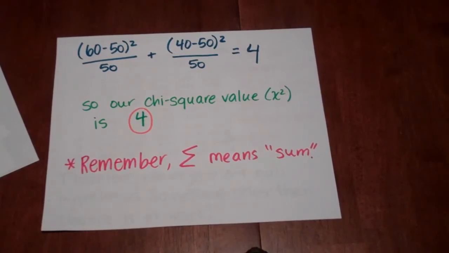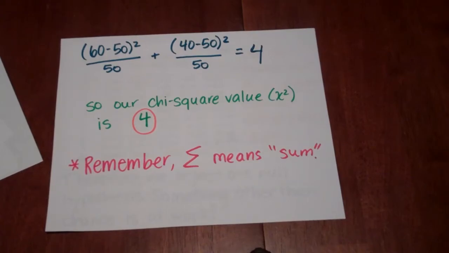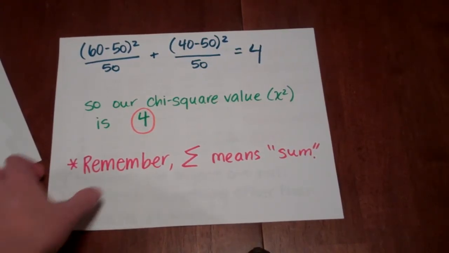Now we need to add these values, our 2 and 2, since the big E means sum. So if we add 2 plus 2, that equals 4. So 4 is our chi-square value for our data.